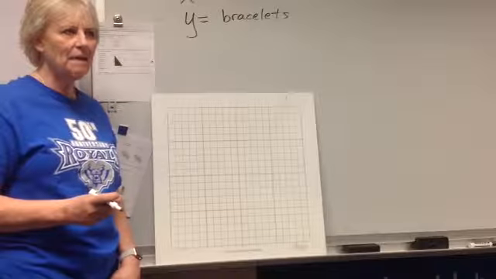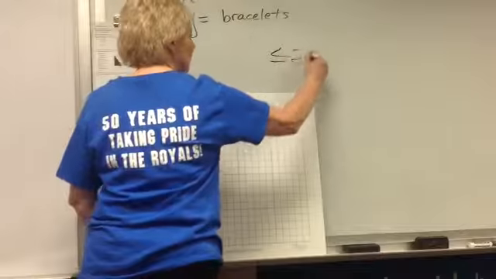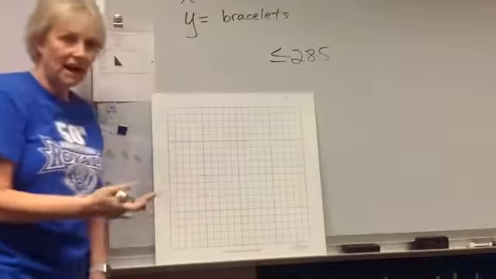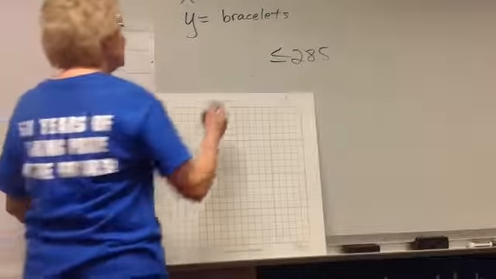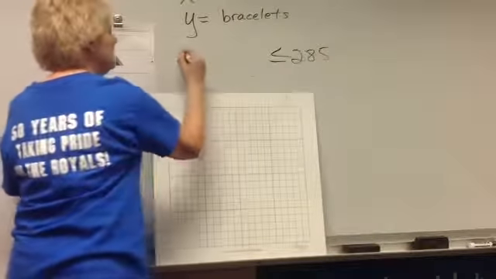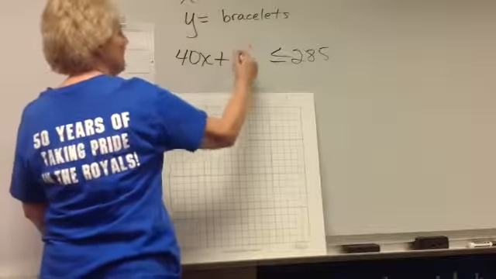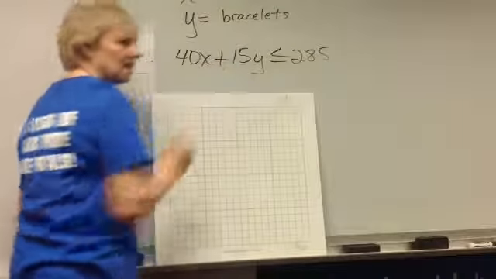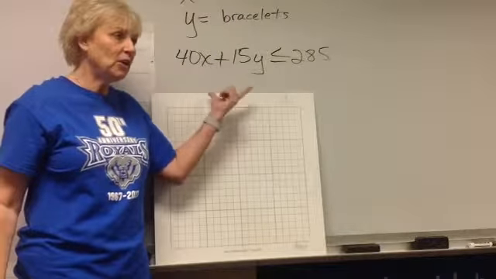What's at most? What sign is at most? Less than or equal to, right? She doesn't have more than 285. She only has 285. Is that over there? No. All right, so necklaces take 40 beads. Bracelets take 15. We're going to graph this inequality.